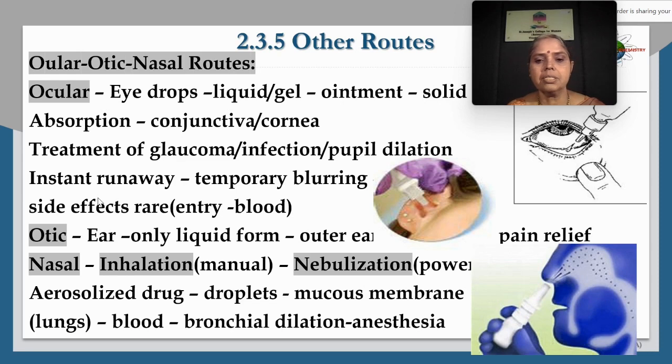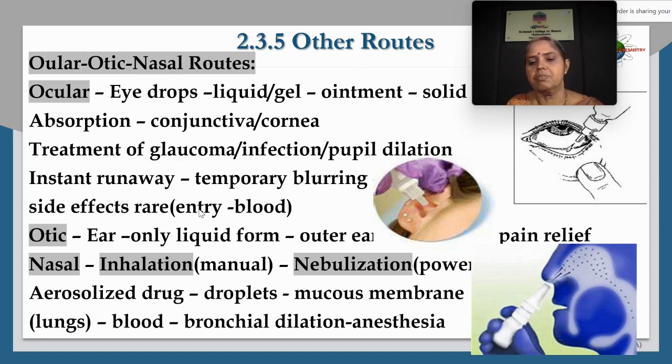Then otic is for ear infections, for ear problems, and only liquid form of the drug is introduced into the outer ear. Sometimes small children will have severe ear pain. Some person suffering from sinus problem will also have earache. So for pain relief, or for introducing an antibiotic if there is some infection in the ear, drugs are given in the form of drops only to the external ear. From there slowly the drug will move into the inner ear canal.